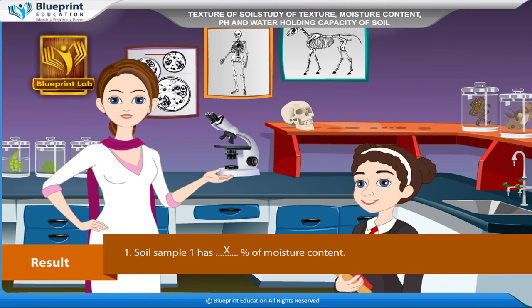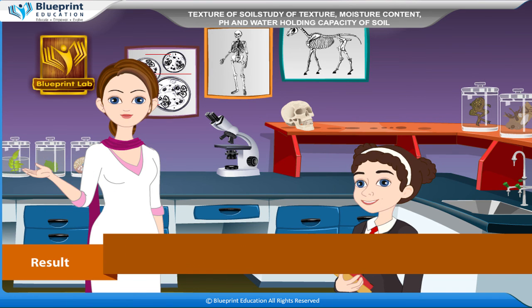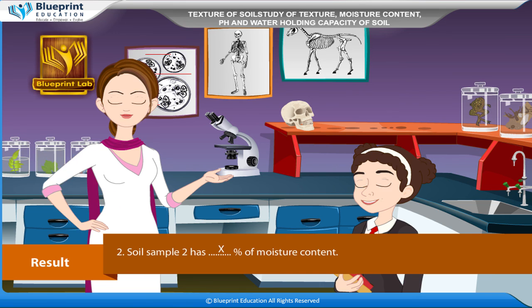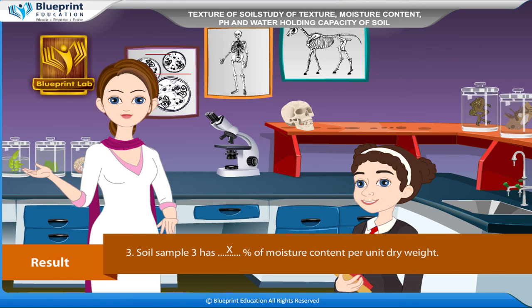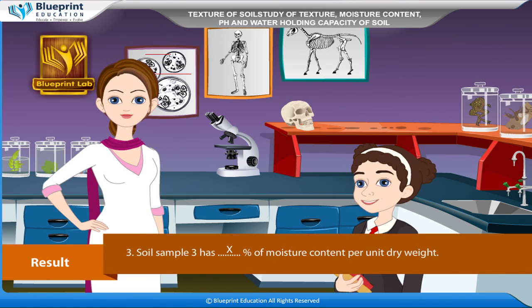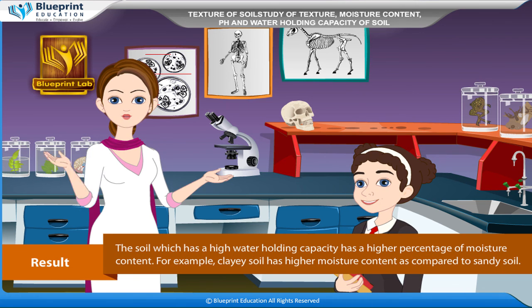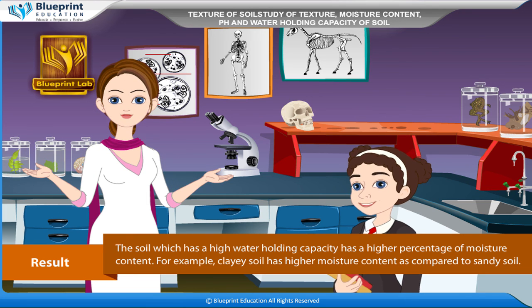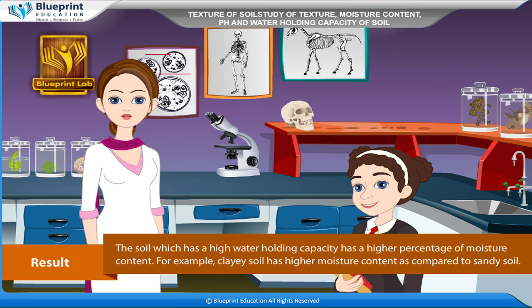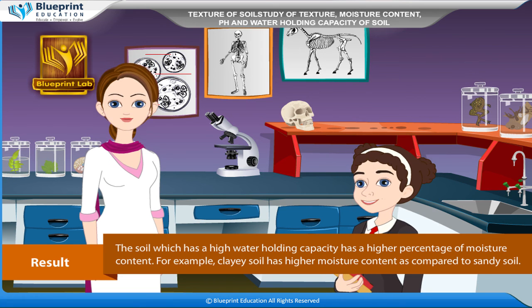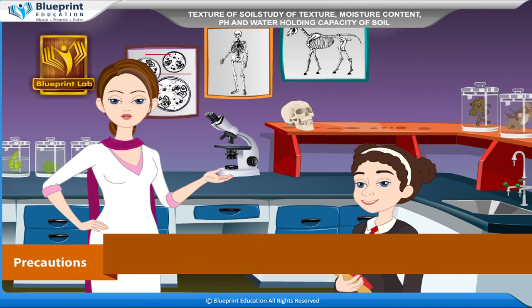Result. Soil sample 1 has X percentage of moisture content. Soil sample 2 has X percentage of moisture content. Soil sample 3 has X percentage of moisture content per unit dry weight. The soil which has a high water holding capacity has a higher percentage of moisture content. For example, clay soil has higher moisture content as compared to sandy soil.